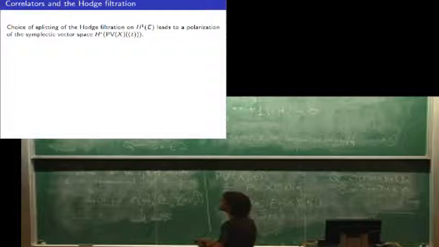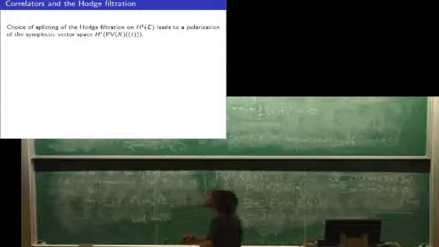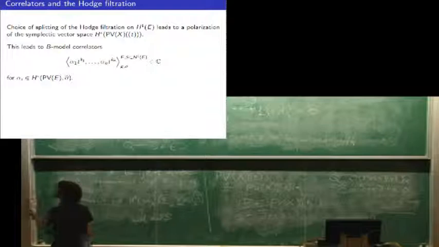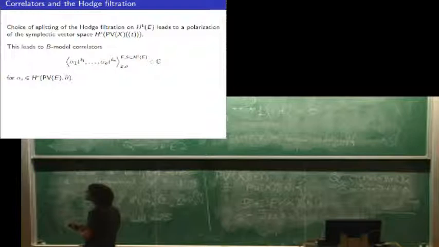And in this context, this symplectic vector space was really defined using, it's just built from the cohomology. So to choose a splitting of the Hodge filtration, that will give us such a polarization. So if I choose some S inside of H1 of E, which is a complementary subspace to the space of holomorphic one-forms, then I get these B-model correlators from my state in the Fock space. They depend, just like Gromov-Witten invariants, on some polyvector fields and on some powers of T. And the powers of T I should interpret as descendants.